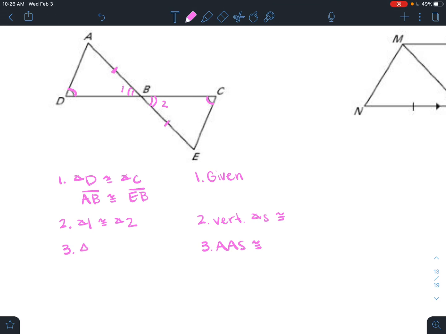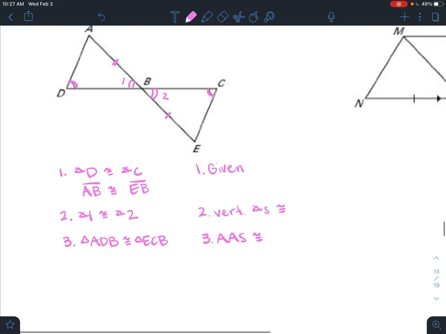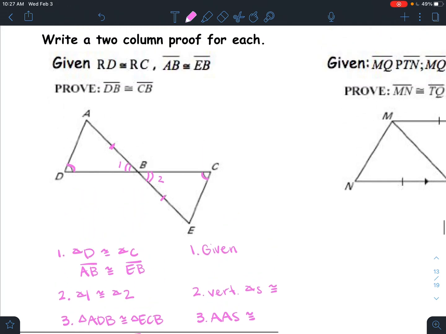So let's name those triangles. If I do triangle ADB, it is going to be congruent to triangle ECB. Let me back up and put that little triangle in there. And there's our angle, angle, side. Now our goal here was to prove that DB is congruent to CB, which I can do now. DB is congruent to CB because if my triangles are congruent, their corresponding parts are as well. CPCTC.